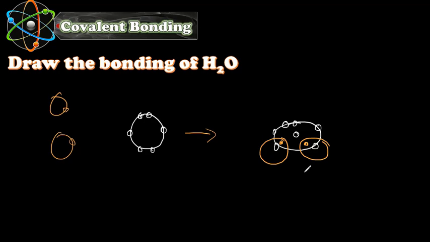So now if we count the number of electrons, oxygen has 1, 2, 3, 4, 5, 6, 7, 8. So now oxygen has 8 valence electrons. It's happy. Also this hydrogen has 1, 2, and this hydrogen has 1, 2. Now everyone has a full octet, a full valence shell, and everyone is happy.